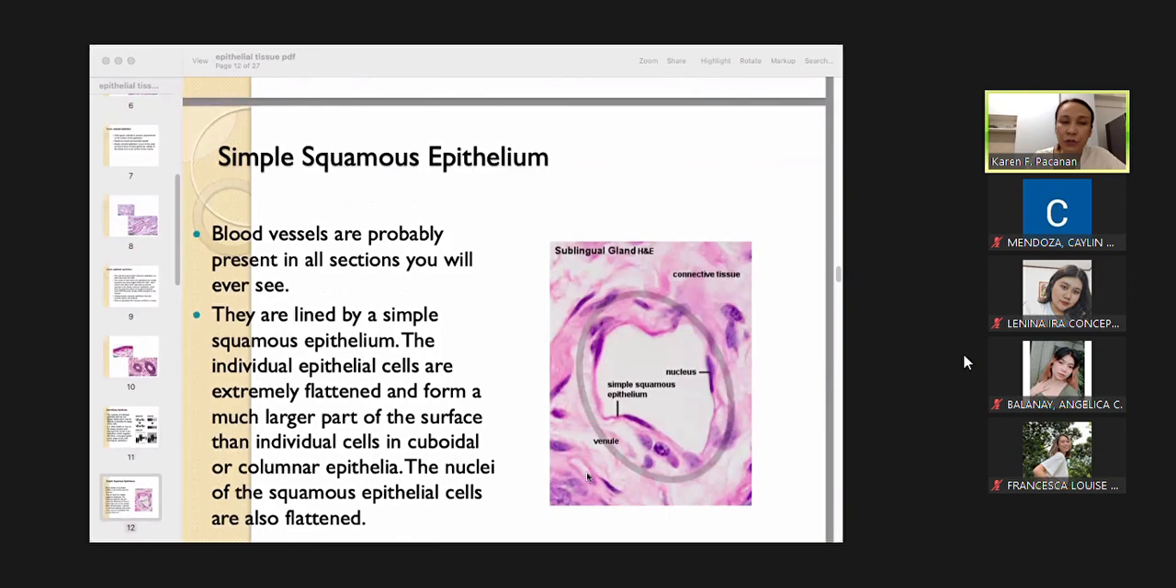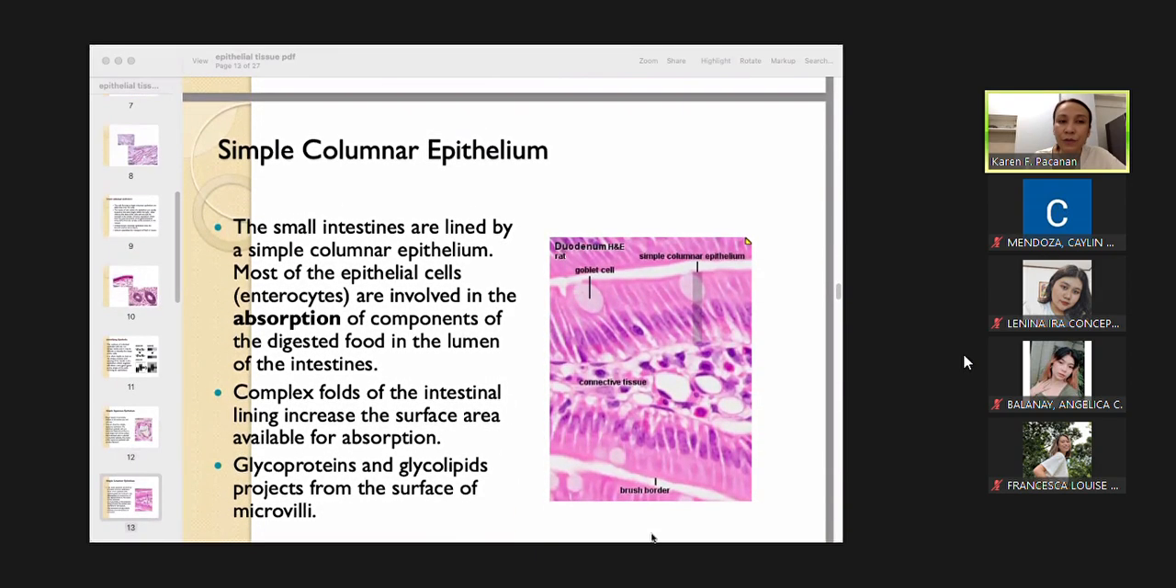Okay, another picture showing us the simple squamous. Next would be the simple columnar. Ito yung inintroduce ko rin yesterday, that in both simple columnar and pseudostratified columnar, there are specialized cells in the form of goblet cells that are considered as unicellular glands. Aside from cilia, in this type of epithelium, there could be another cell surface modification. And we call this the microvilli. Okay? So microvilli are shorter and finer compared with cilia.